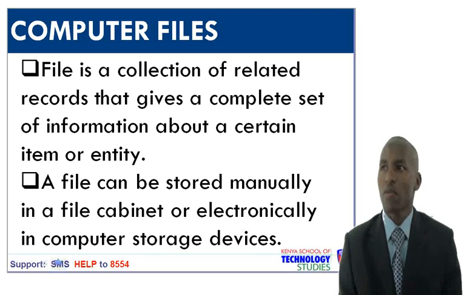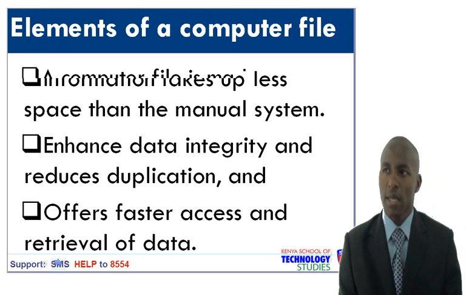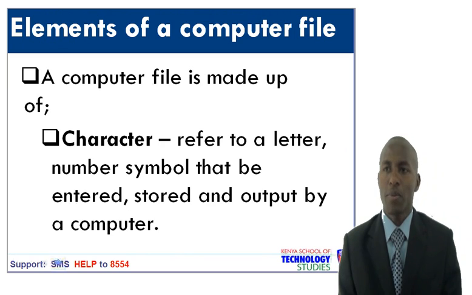A file is a collection of related records that gives a complete set of information about a certain item or entity. A file can be stored manually in a file cabinet or electronically in computer storage devices. Advantages of a computerized filing system: information takes up less space than the manual system, it enhances data integrity and reduces duplication, and it offers faster access and retrieval of data.